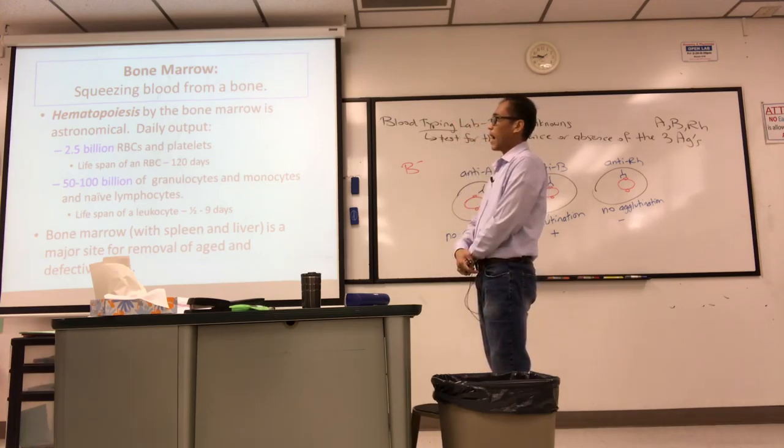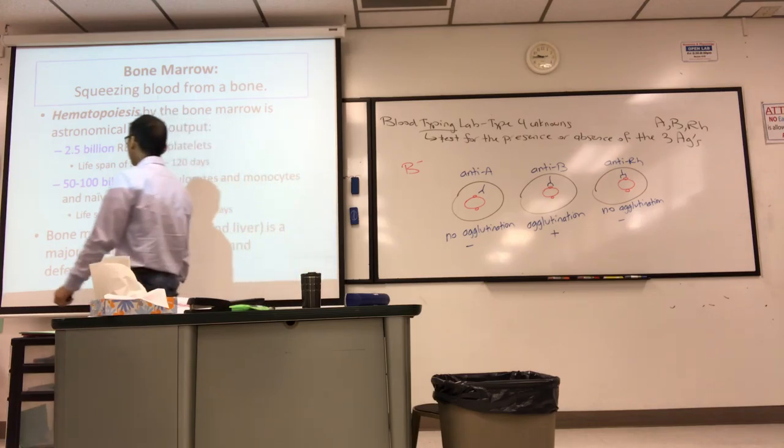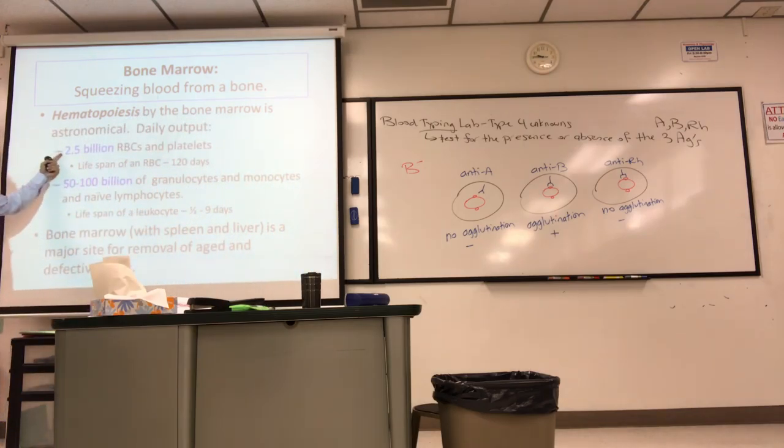The output is astronomical. You don't have to know these numbers, but the lifespan of an RBC is about 120 days. You want to churn out about 2.5 billion of those cells daily. 50 to 100 billion of granulocytes and the monocytes. You have the white blood cells and naive leukocytes. Their lifespan is a little shorter. They're fighting infection for us, so you need to churn out a lot more. The bone marrow, along with a little bit of spleen and liver, is a major site of removal of the aged and defective cells.